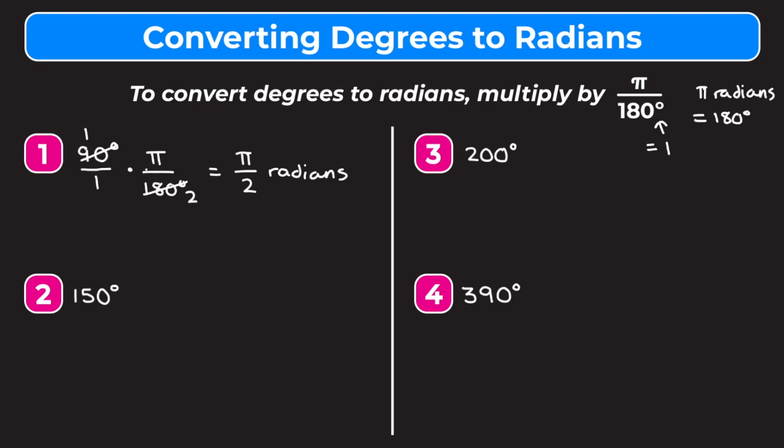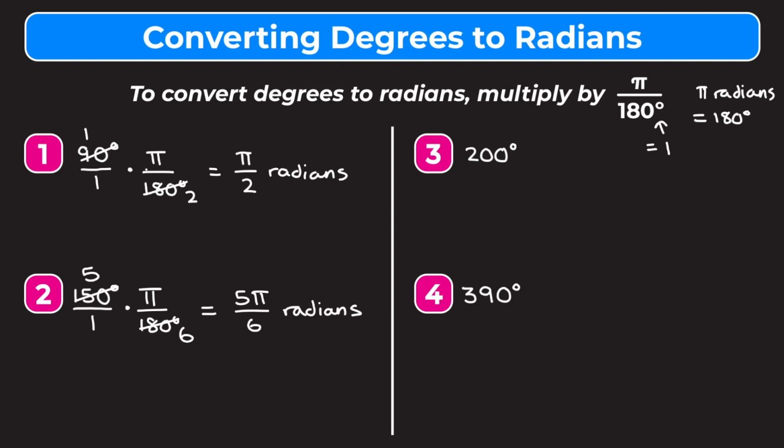Taking a look at example 2, we're going to do the same thing. We're going to start by putting 150 over 1, and now we're going to multiply by pi over 180. And we're going to cross reduce, so we can divide 150 and 180 by 30. 150 divided by 30 is going to give us 5. 180 divided by 30 is going to give us 6. If we multiply the numerators, we get 5 pi. Multiply 1 by 6 in the denominator to get 6. So we get that 150 degrees is equal to 5 pi over 6 radians.